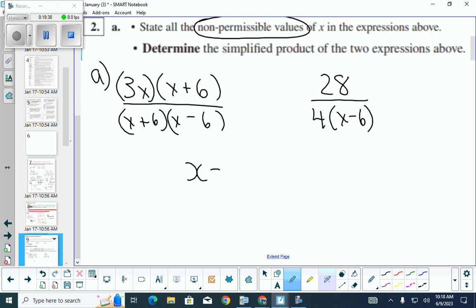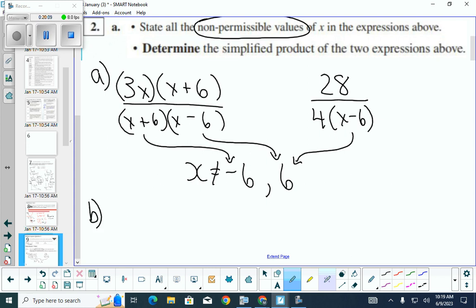Okay. So for my restrictions, x plus 6 will be negative 6. X minus 6 will be positive 6. X minus 6 will also be positive 6. Do I need to worry about the 4? Nope, because there's no x with it. So that is question number 1. That is probably going to give you 2 marks out of 3, or 2 marks out of 7. Okay?